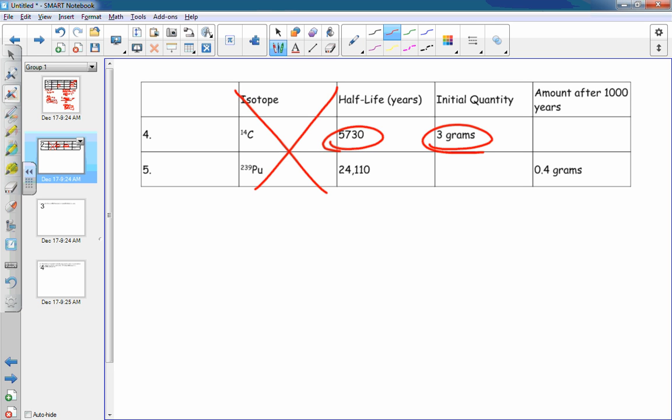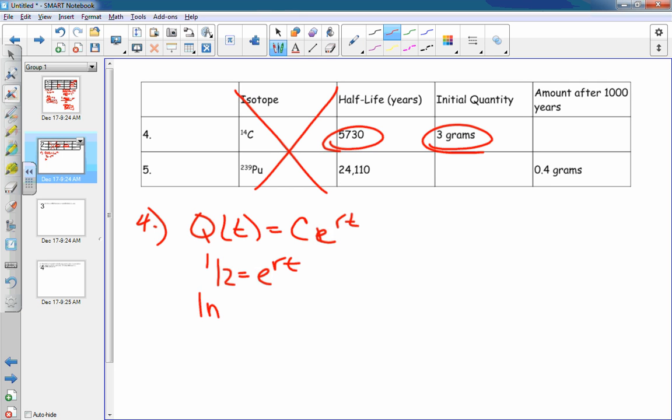So in order to find the rate first, you're going to be using this formula. Q of t is equal to Ce^(rt). Okay? Well, this is the half-life. How long did it take for it to have half-life? 5,730 years. So if I come to here, I'm going to have 1/2 is equal to e^(rt), right? And I'm going to have the natural log of 1/2 is equal to rt.